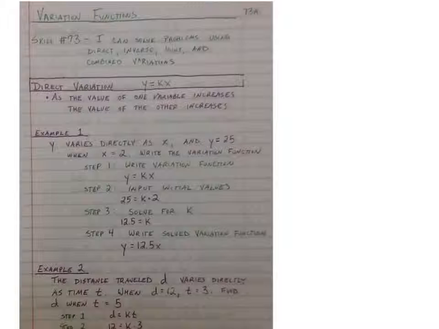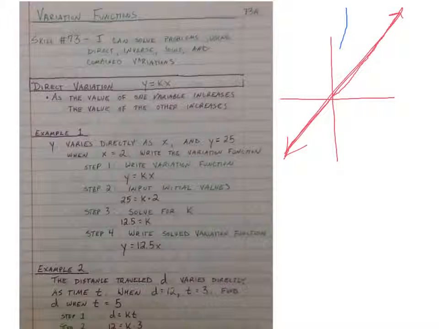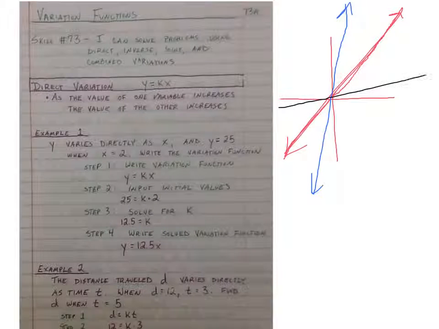Alright, direct variation is the scenario where as the value of one variable increases, the value of the other variable increases. So if we were to graph that out, starting here, as x gets bigger, y also gets bigger. And it winds up actually being a line that passes straight through the origin like that. Perhaps y increases faster than x, or perhaps y increases slower than x. Any way you look at it, a direct variation function is a variation function that, when graphed, passes through the origin.